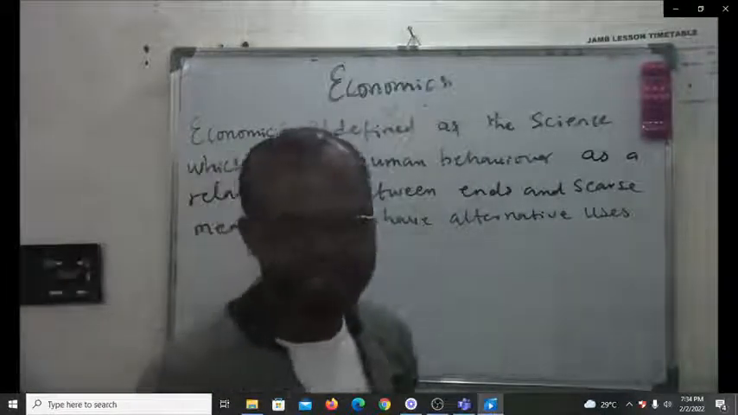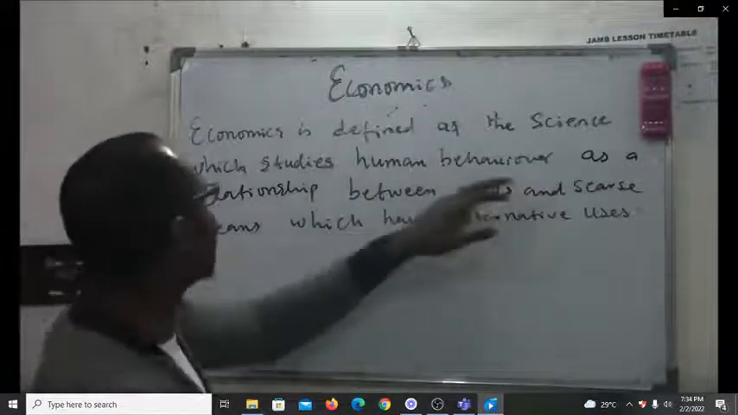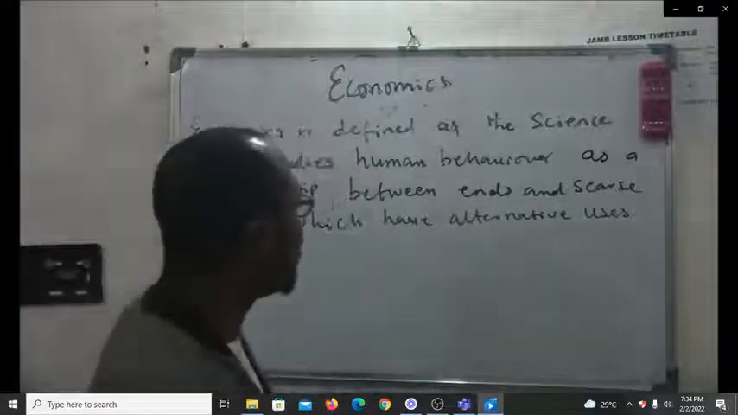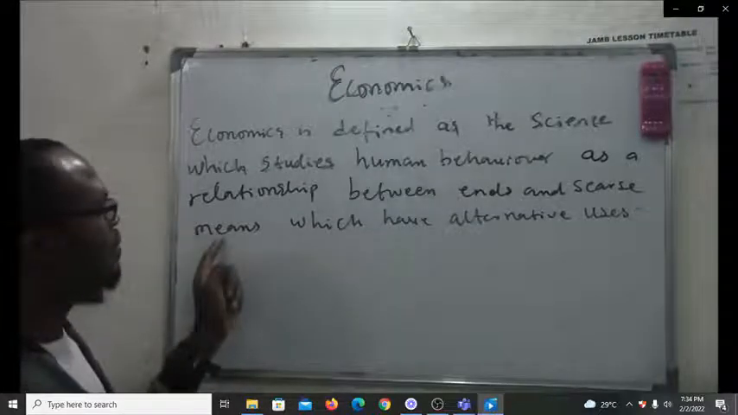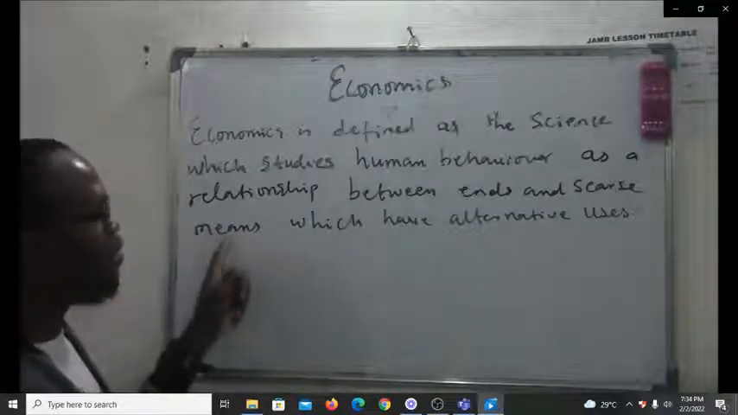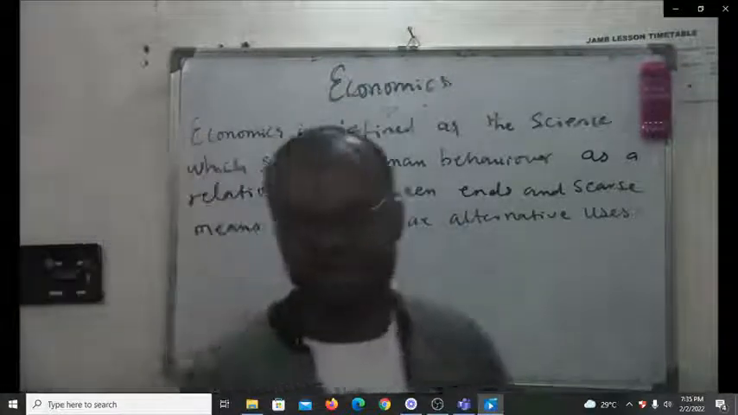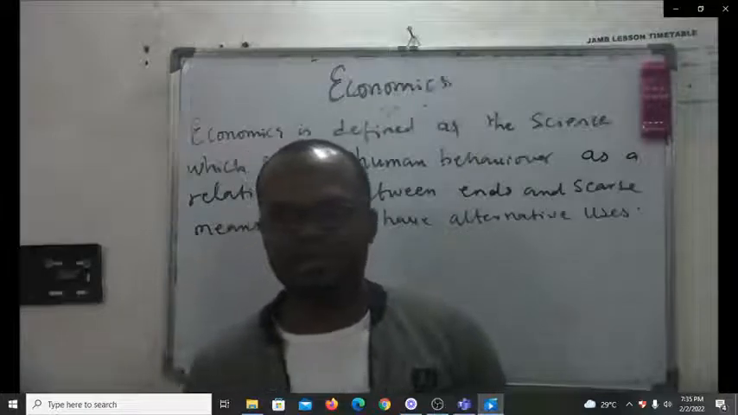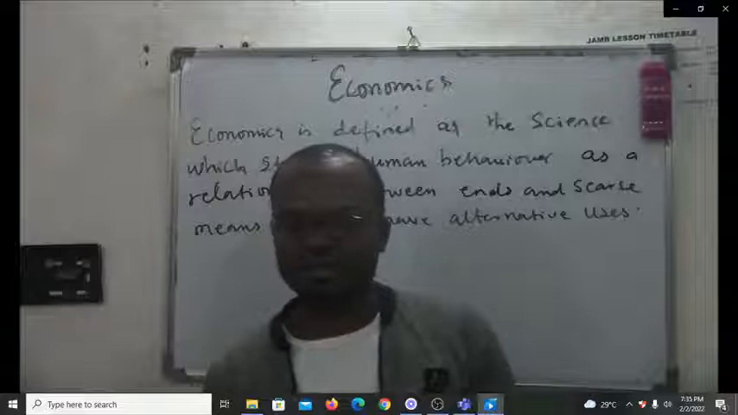Is that clear? So economics is the science that studies human behavior as a relationship between ends and scarce means. Ends, your wants. Means are the things you use. You also have a laptop, solving your wants. And these things actually have alternative uses. Exactly. Those things you use to satisfy wants, they have alternative uses. You can use them for other things.